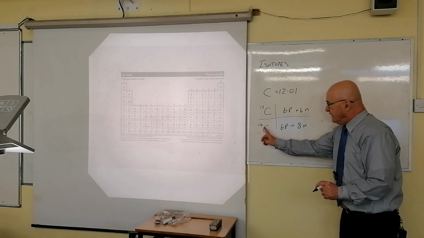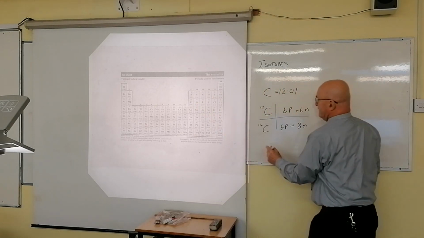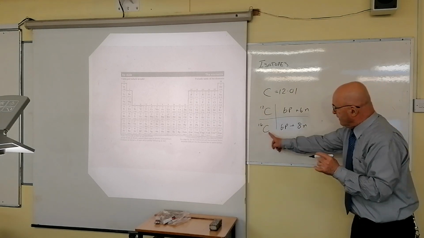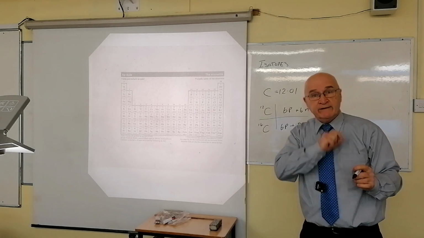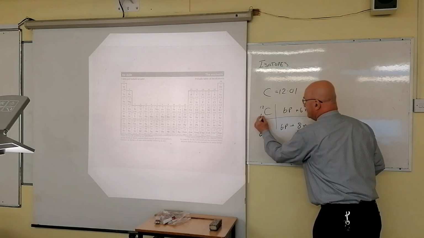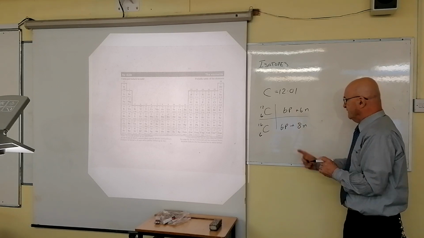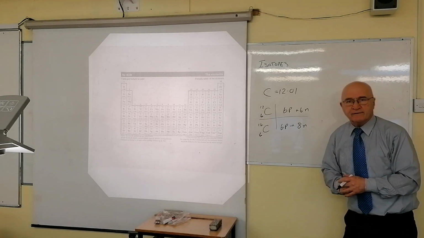If you look up carbon in the periodic table, it's always 6. I would suggest if this happens on an exam paper, write in the atomic number and there'll be no issue at all. Put the 6 in there and the 6 in there and you're fine. So there's the composition: 6 protons, 6 neutrons, and 6 protons, 8 neutrons.